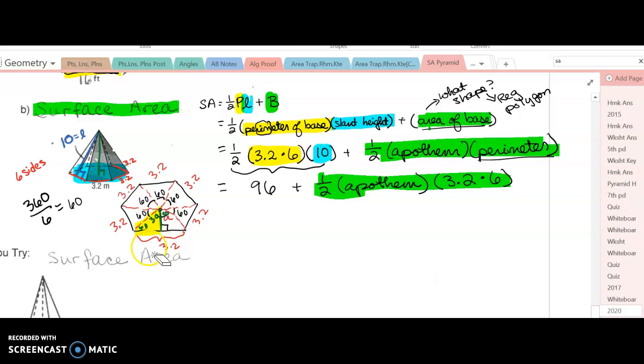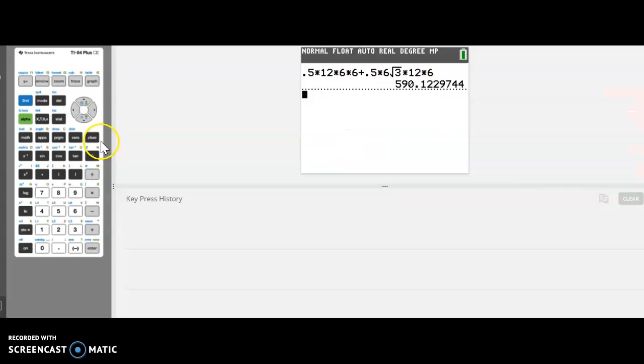I know that 3.2 is a whole side, so the bottom of the yellow triangle is 3.2 divided by 2, so that's 1.6. And on a 30, 60, 90 triangle, if across from 30 is 1.6, across from 60, my apothem will be 1.6 square root 3. So we had to use our 30, 60, 90 skills to figure that out. So now it's just a matter of putting this all in your calculator. 96 plus 1/2 times 1.6 square root 3 times 3.2 times 6. So let's go put that in our calculator.